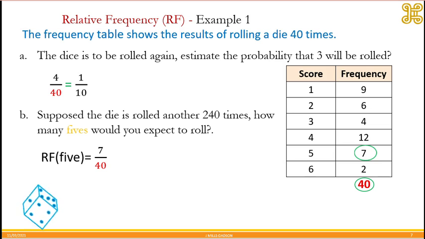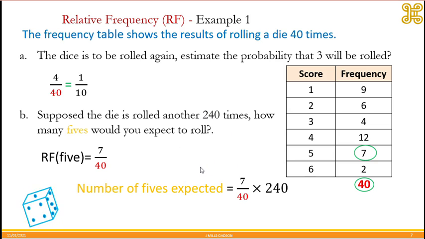Now we know the relative frequency out of 40. We scale it up to 240 by multiplying the relative frequency by the number of trials. And working that out, that will give us 42. So this is called relative frequency.